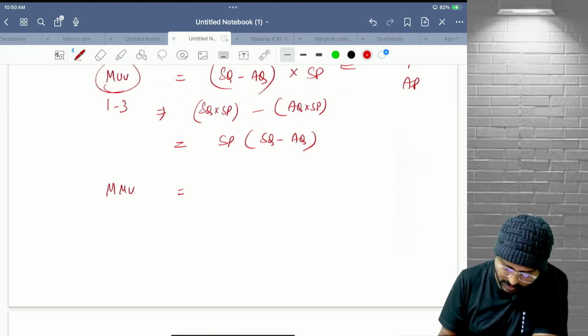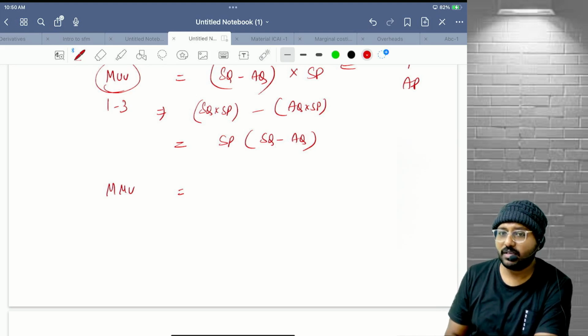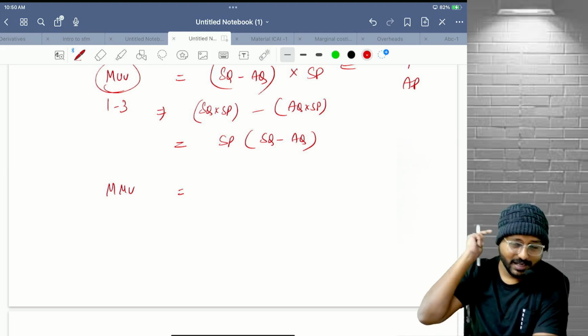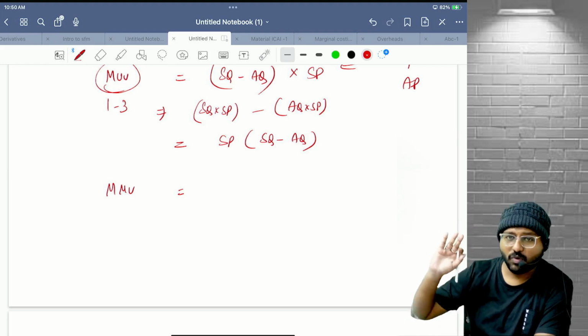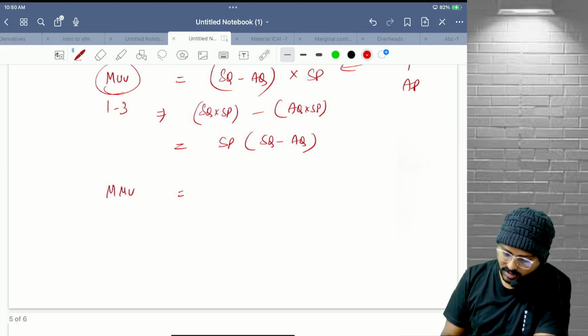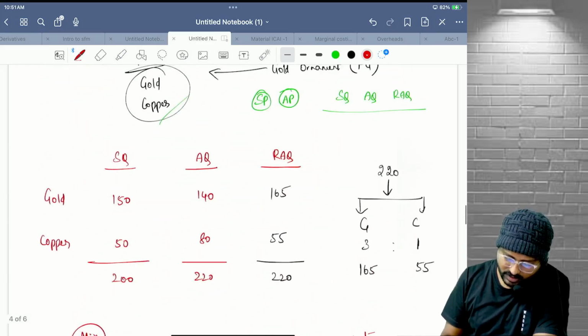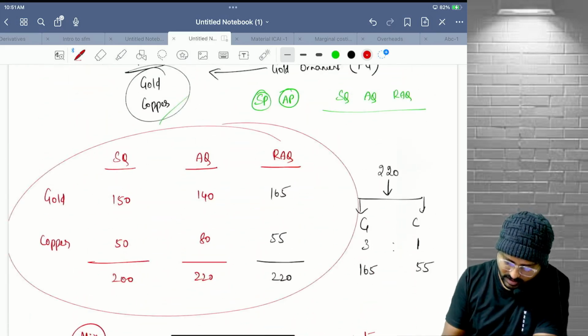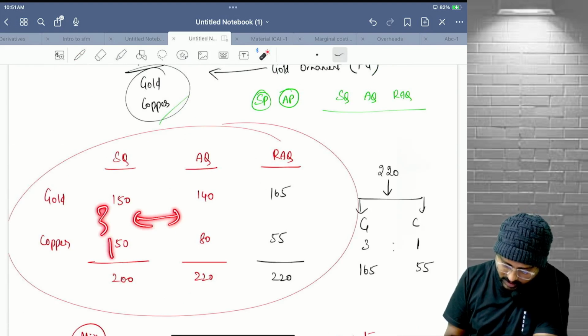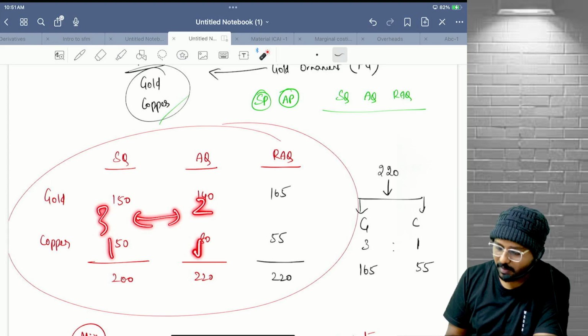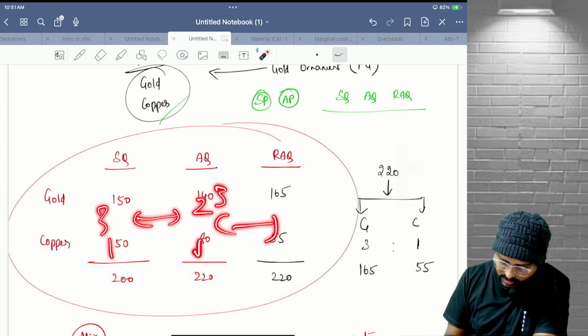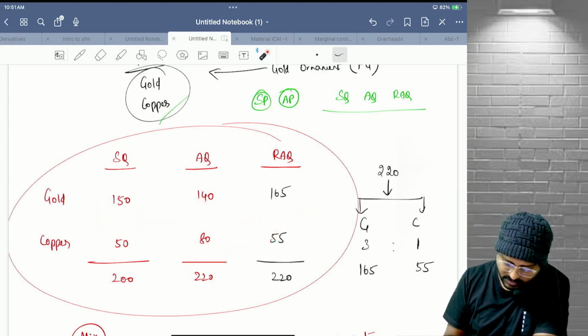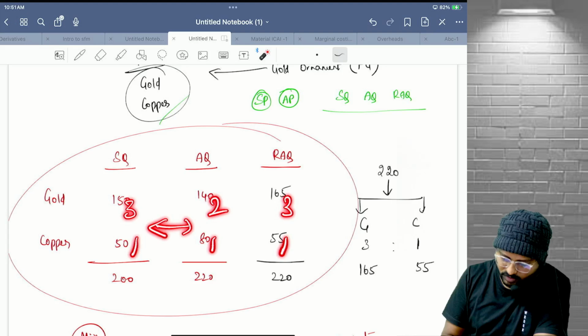Material mix variance. I told you what will remain constant here? Price will remain constant. Yield also will remain constant. And what will change? Only mix will change. Correct? Now coming on to this data, where is mix changing here? Here mix is changing. This is 3 is to 1, this is 2 is to 1. Correct? Here also mix is changing. This is 2 is to 1 and this is 3 is to 1. Correct? See here: 3 is to 1, 2 is to 1, 3 is to 1. If you compare these two, mix is changing. If you compare these two also, mix is changing.